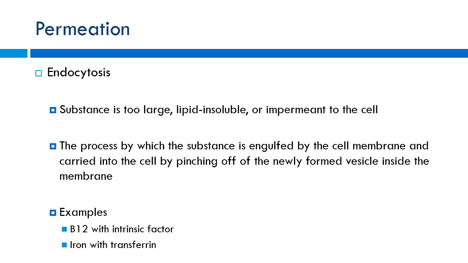This is good for things like B12 with intrinsic factor, right? This is important for patients who are developing anemia. If they don't have intrinsic factor, they cannot get that B12 absorbed effectively. Or things like iron getting absorbed with transferrin, right? So those are good examples of endocytosis. That's the only way we can really get those molecules taken up by the cells.